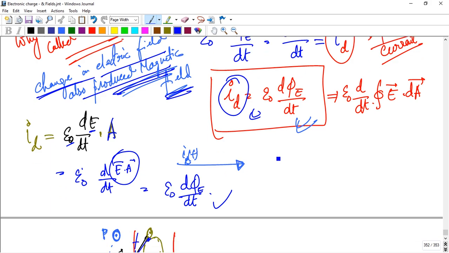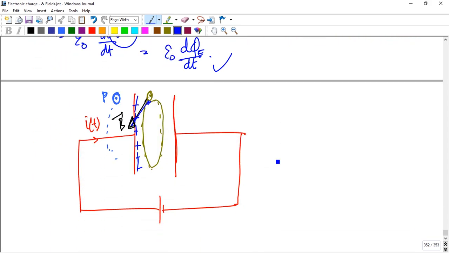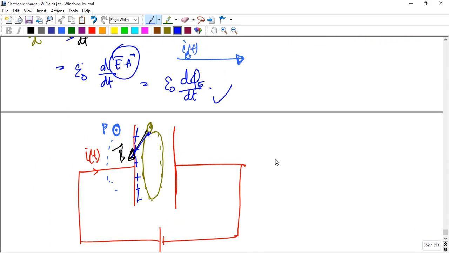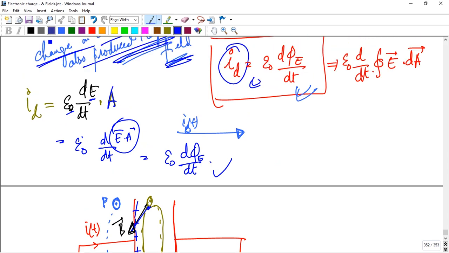Now Ampere's law is modified. So what is the final expression of Ampere's law?